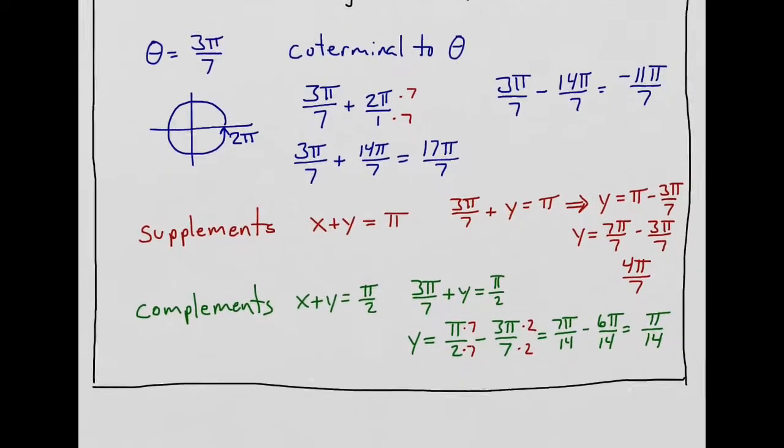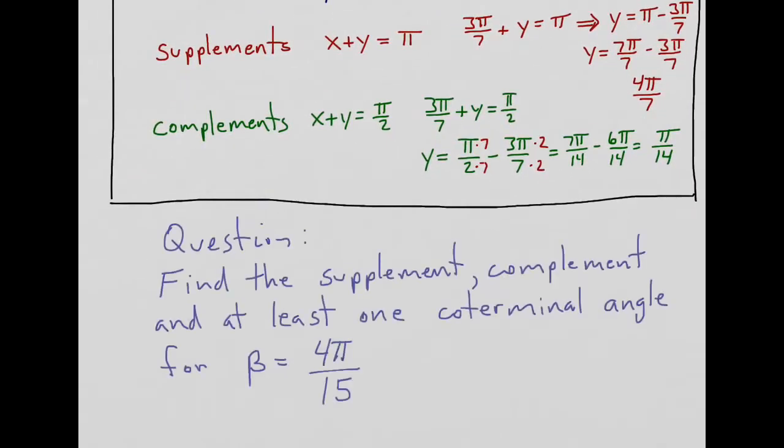So let me end with the following question. Find the supplement, complement, and at least one coterminal angle for the angle beta equals 4 pi over 15, and we mean by that 4 pi over 15 radians. I encourage you to take a few minutes, think about that.